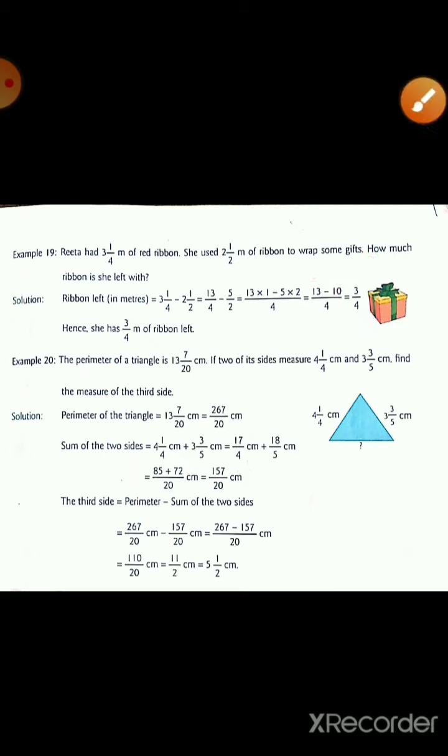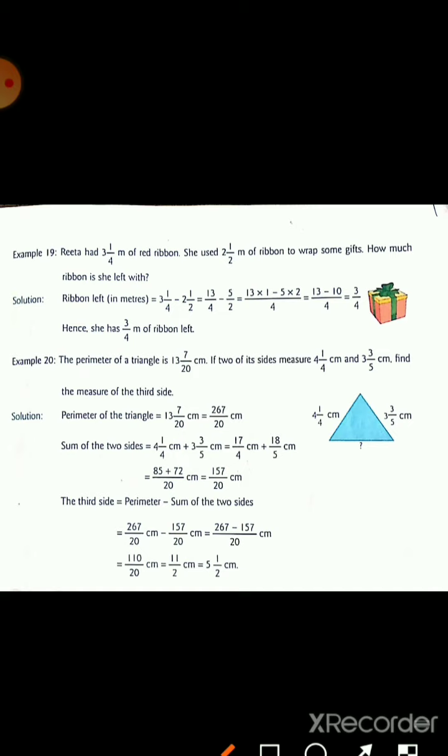Hence, C has how much? 3 by 4 meter of ribbon left. In this way, first we have to read the question and find out what that question asks us. If it asks for addition, we have to do the addition. If it asks for subtraction, we have to do the subtraction.